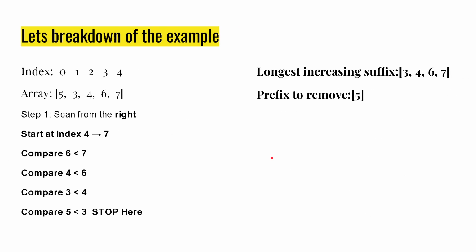So let's think like this. Let's break down this problem. Very first we have the array 5 3 4 6 7, and these are the indexes. Means for the 5 we have 0, for 3 we have 1, like that. Okay, so very first, we scan from the right side. In the very first step I'll start from the right side and keep checking the values.